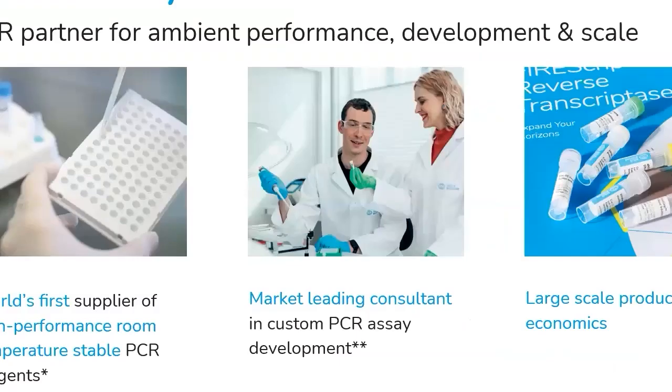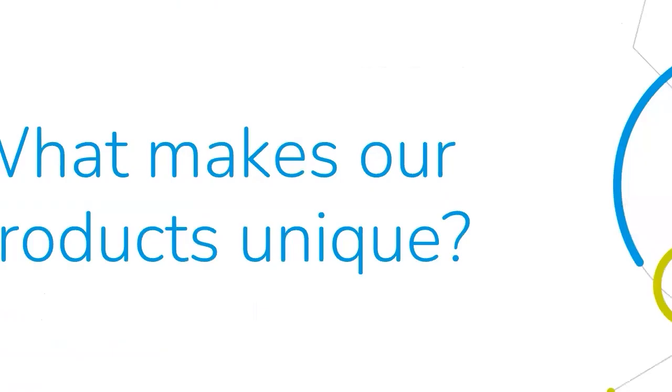What we do is supply PCR reagents, which can be used to detect DNA or RNA, to detect nucleic acids, whether it's a viral target, bacterial target, human, plant, or animal target. If you use our products and you need help with your assay development, then we are happy to consult. And if the assay has been fully developed, we are also able to offer large-scale production to ensure a secure supply chain. So what makes our products unique?